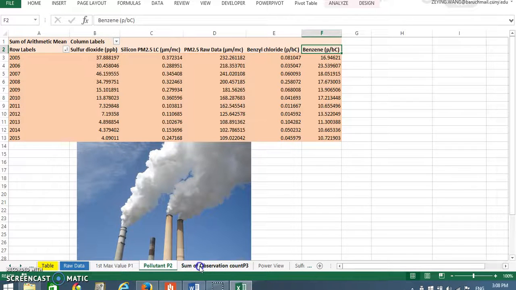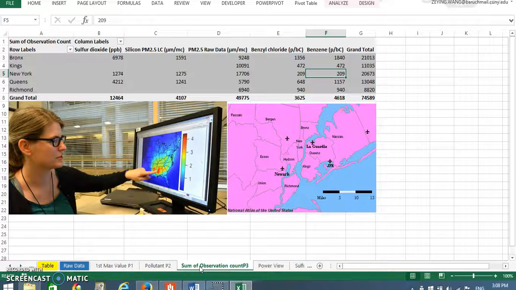And then the third pivot table mentions the observation count in different counties. It shows us how many samples were examined each year in different counties. As earlier introduced, the count numbers are essential to researchers who need a certain amount of data to conduct valid statistical analysis. So here let's check the count number for benzene in New York County.